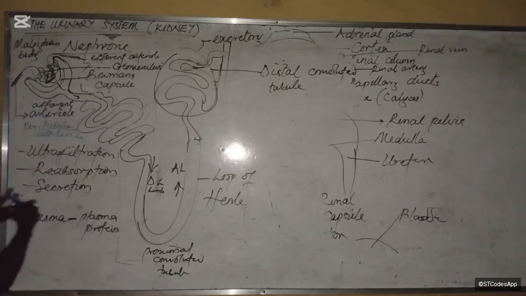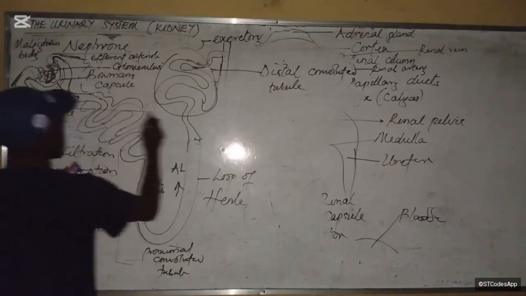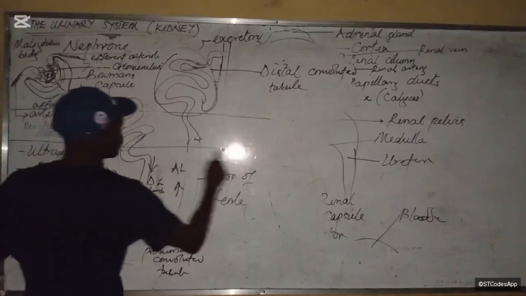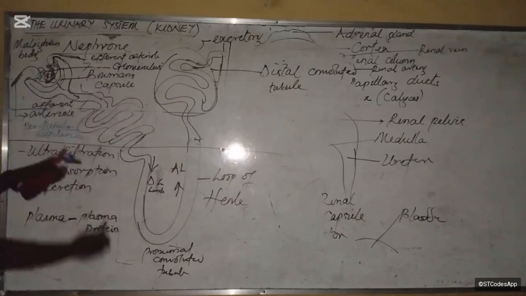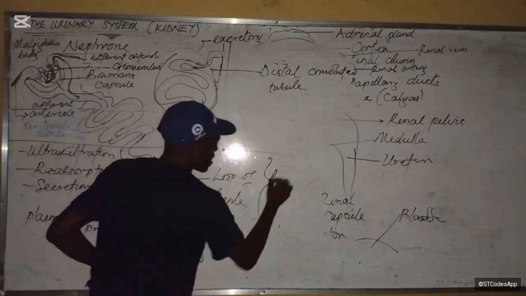Now, from this portion of the loop, the beginning of the loop, it is the loop that enters into the medulla. So from here to here, we have the medulla.